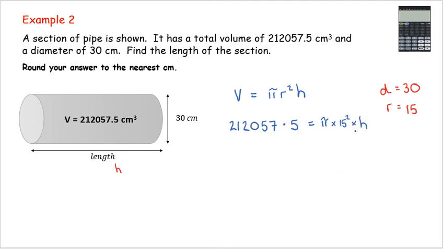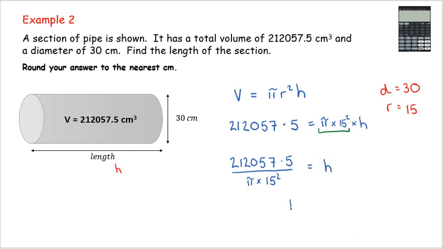Okay, so the next thing we need to do is isolate this h we're trying to work out. So we need to get h by itself. The way we do this is we take all this pi times 15 squared and we divide both sides by that, and that will give us just h by itself. So we end up with 212,057.5 divided by that pi times 15 squared. And on the right hand side, remember that's disappeared now, so we're just left with h.